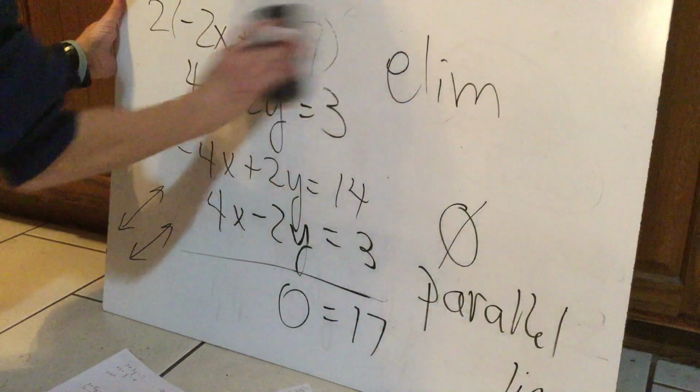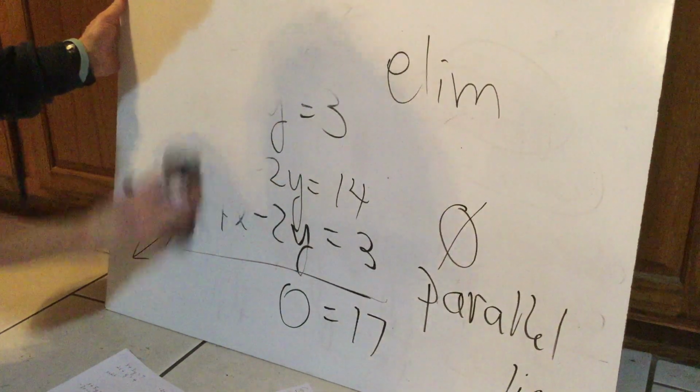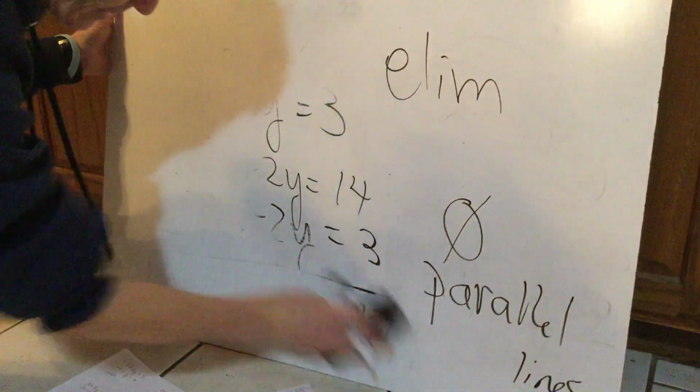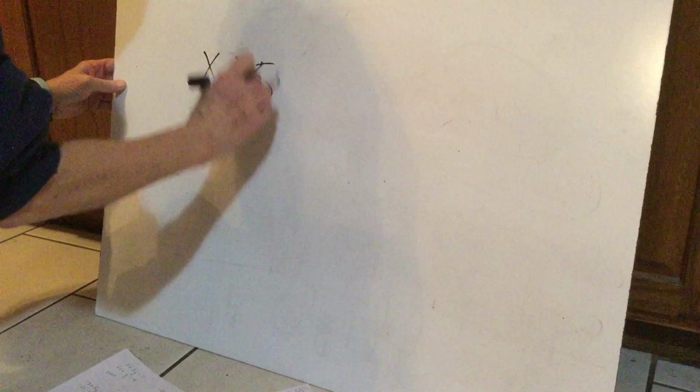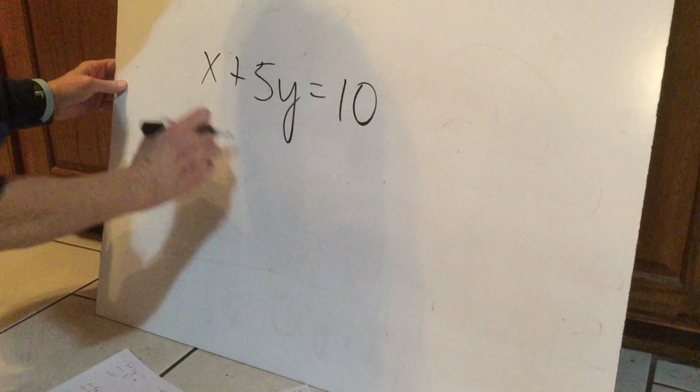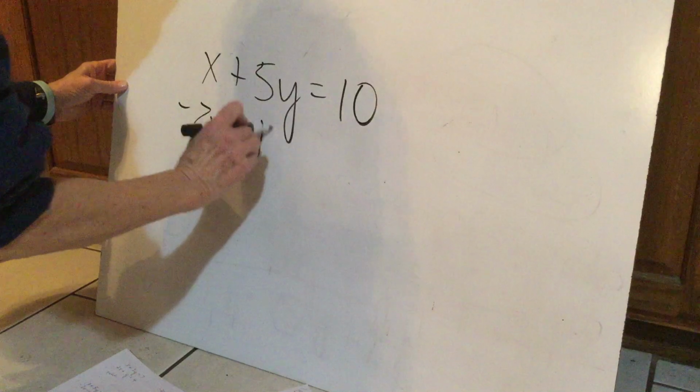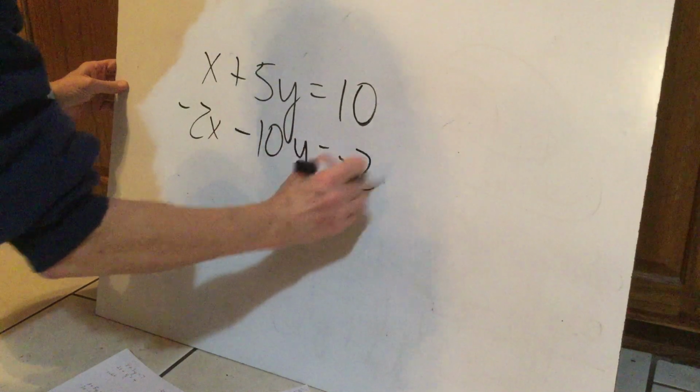All right. Let's do one more review, and then we're going to start something brand new and exciting and fun. All right, so here we go. x plus 5y equals 10. Negative 2x minus 10y equals negative 20.